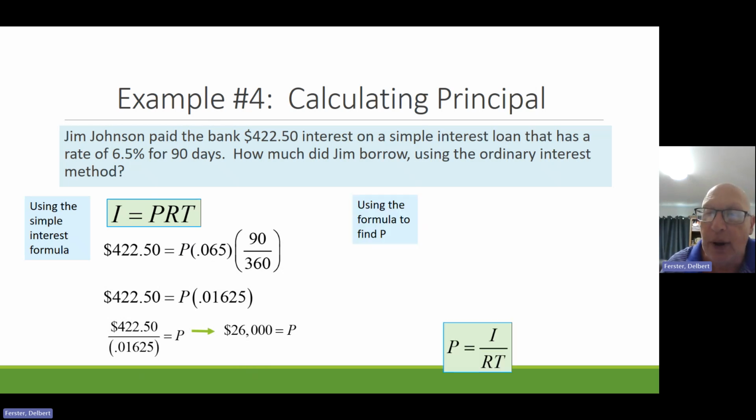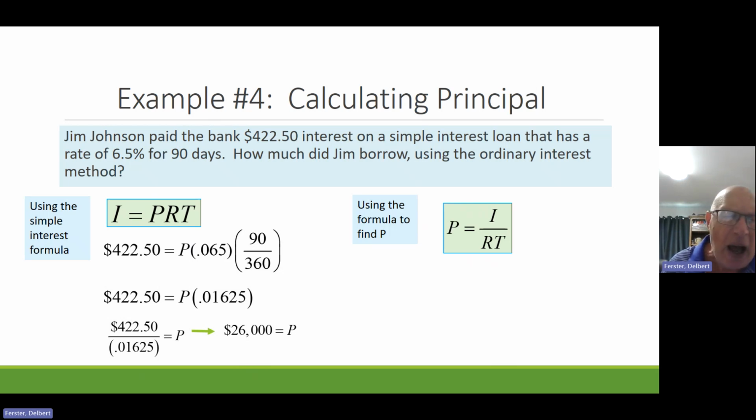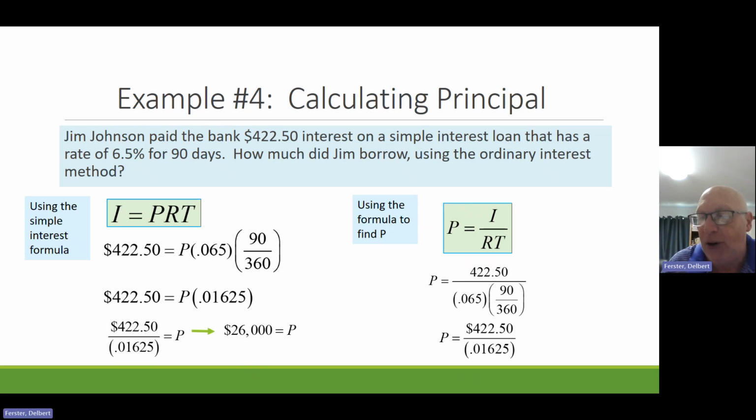If you want to use the formula that we just created, there it is. Principal can be found by taking I over R times T. I'd be remiss if I didn't point out that's really what we just did. The only difference is you're putting everything into a formula, and you notice this exact same arithmetic at the end. So it can't matter which way. Pick the method that seems cleanest to you. I'm probably going to stick mostly with I equals PRT and simply manipulate it as I need to find what it is you're asking me to find.